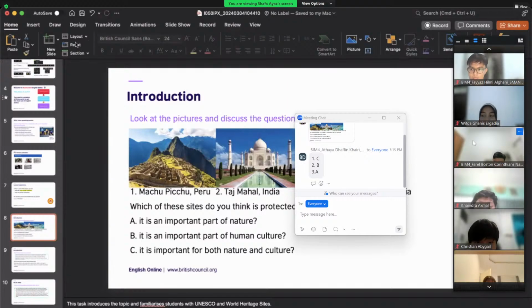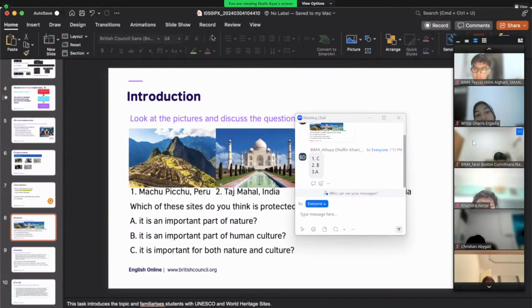For number 1, I think Machu Picchu. And for the second one, Taj Mahal is important to human culture because it's a historical site and has a lot of historical features that connect to who we are now. And yeah, history is so important to us.